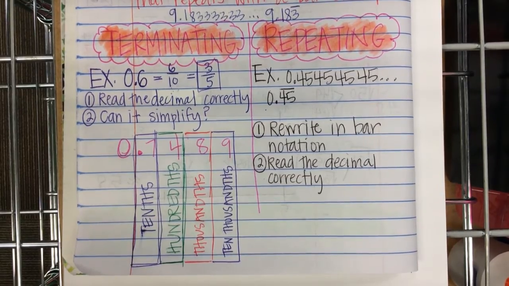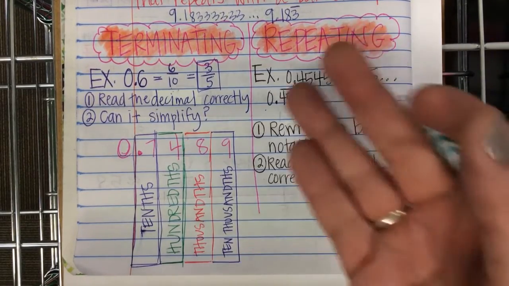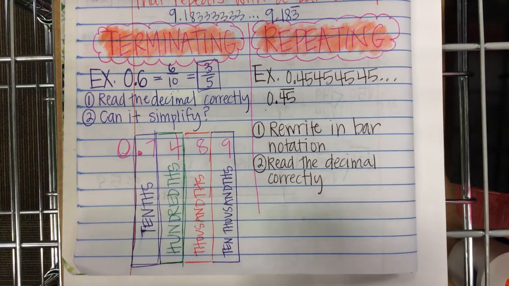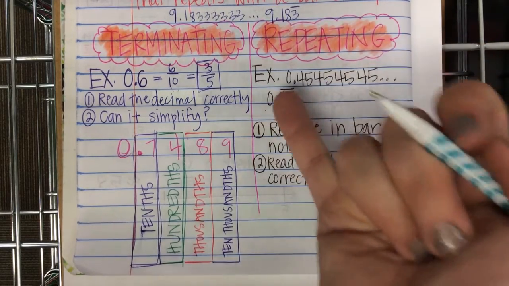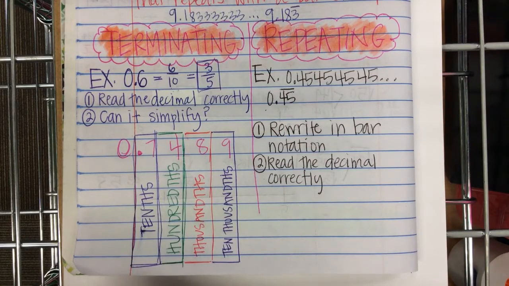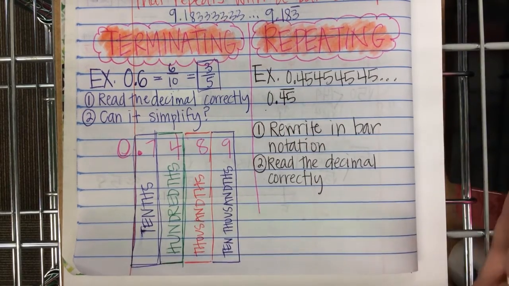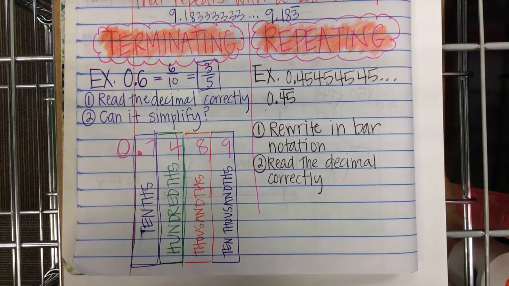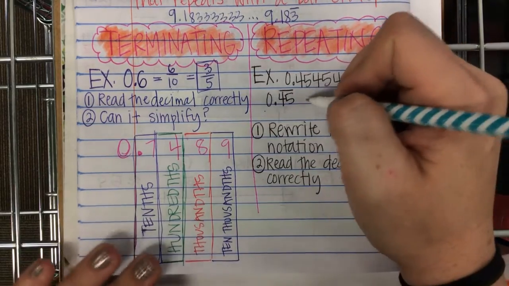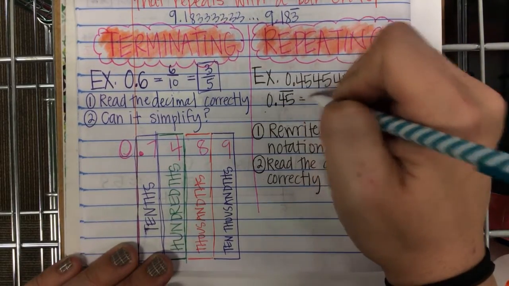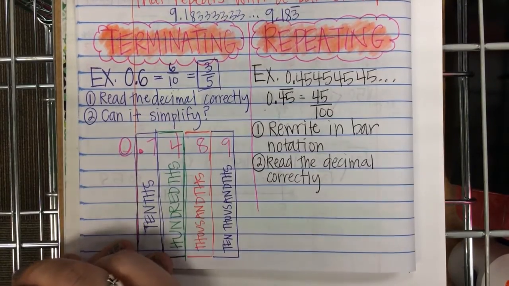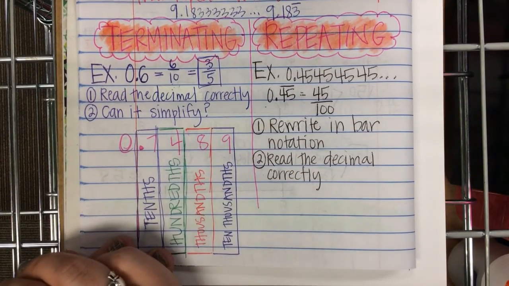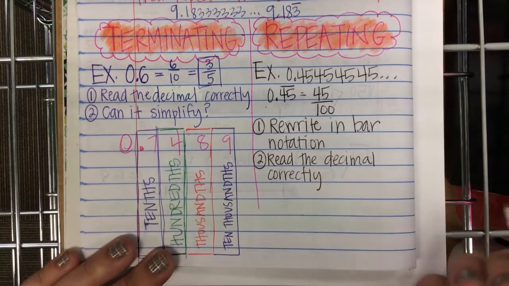Step number 1 for terminated is the same thing, except I just make sure it's in bar notation first. Then I read it correctly. What is 0.45 repeating? How do you read that correctly? Sam? It's 45 hundredths repeating. But that can't be right. How do I know it's repeating?